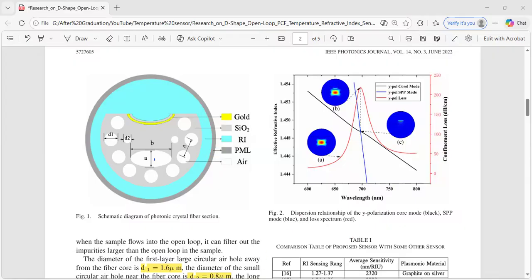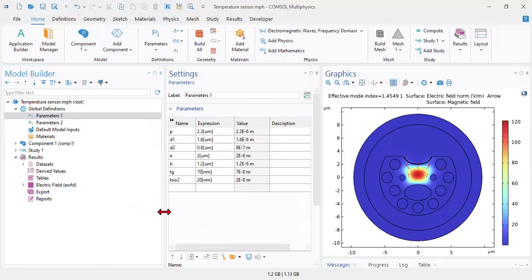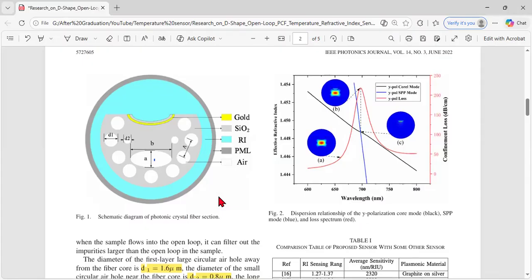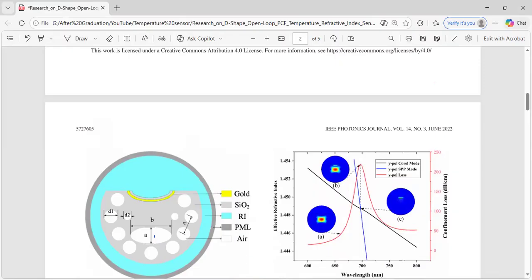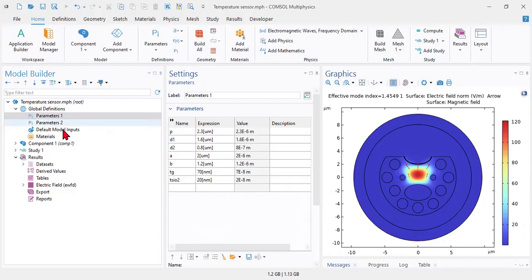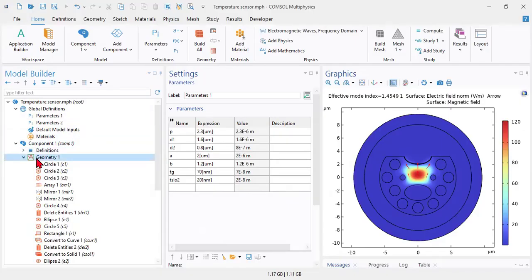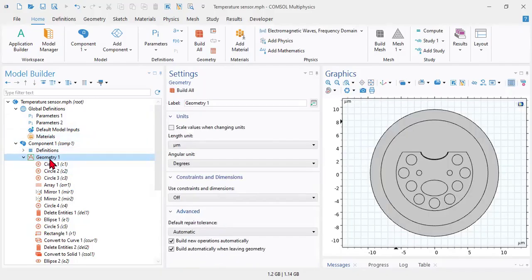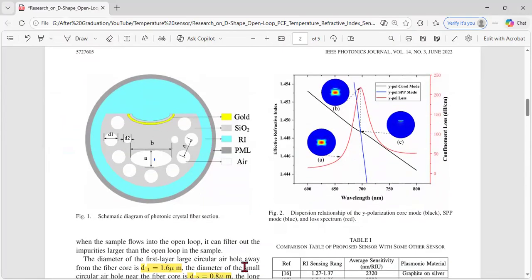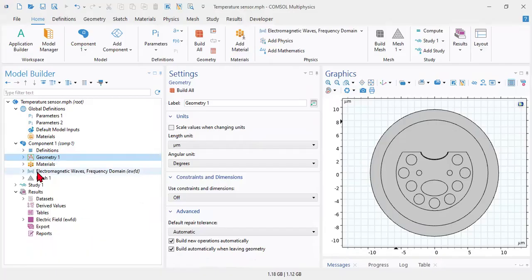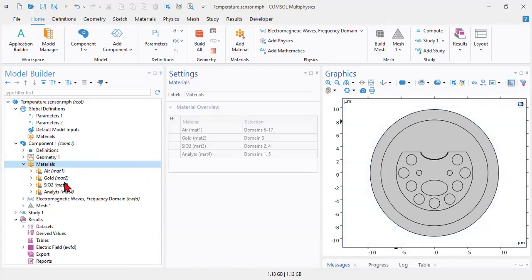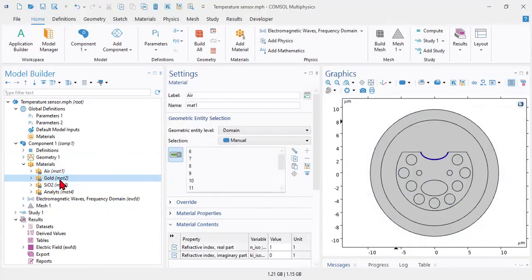So, if you can remember what we are working on, we are actually simulating this model. In our last video, I explained how you can add materials. We already generated the geometry of this paper, right? We drew this geometry and then we added all the materials, right? Here, gold and silica and analyte.